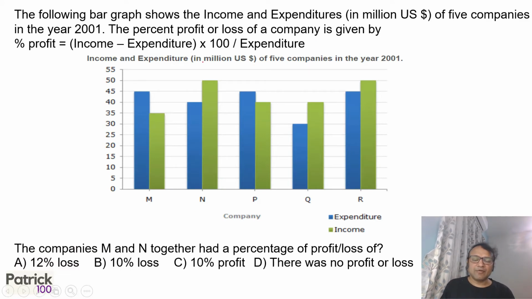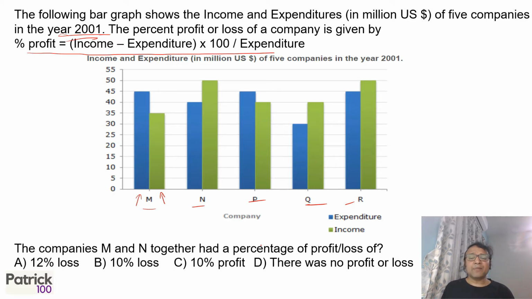Now, is the graph given? The first step is to understand the graph which is there. So you have income and expenditure which is given to you. Income in green and expenditure in blue for 5 different companies. And this all is for the year 2001. They're also given a profit percentage formula.